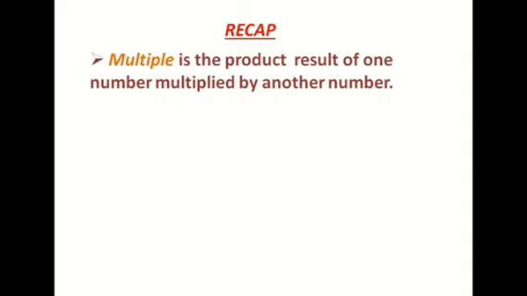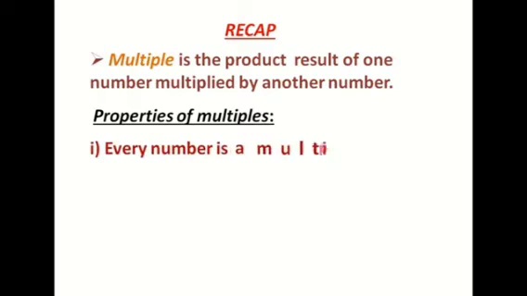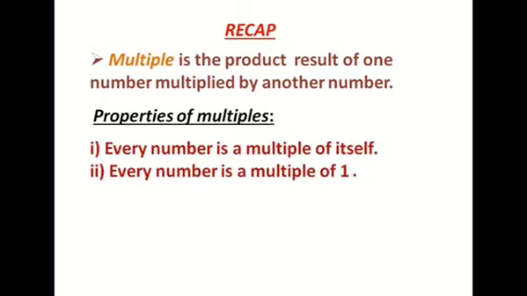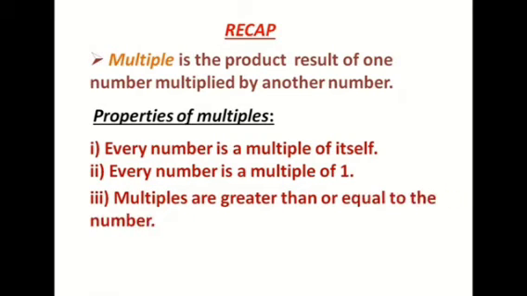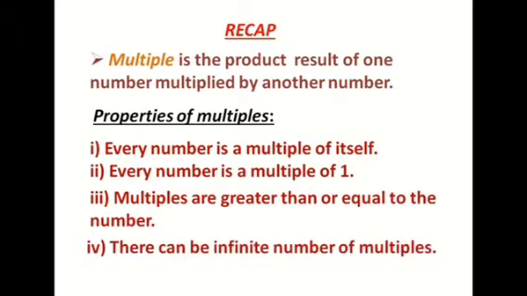Yes, and we have discussed the properties also. So what are the properties? The first property I told: every number is a multiple of itself. Point number 2, every number is a multiple of 1. Point number 3, multiples are greater than or equal to the number. Point number 4, there can be an infinite number of multiples.